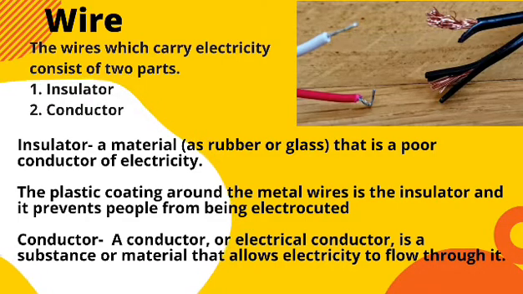The next component is wire. The wires which carry electricity consist of two parts. Number 1, insulator. Number 2 is conductor. Insulator, a material, a rubber or glass that is a poor conductor of electricity. The plastic coating around the metal wires is an insulator and it prevents people from being electrocuted.